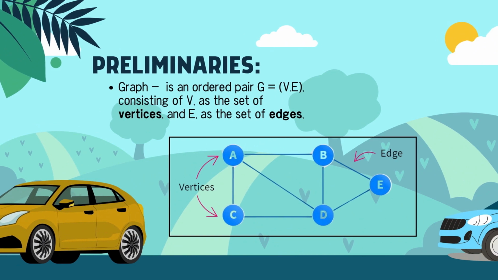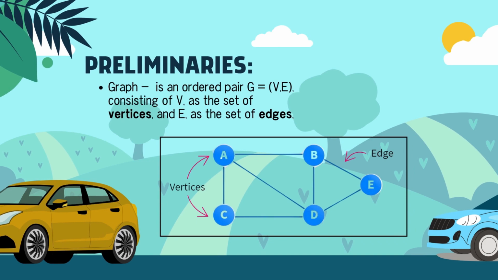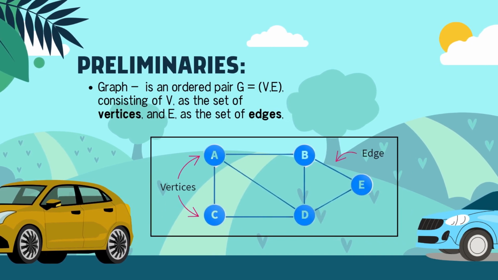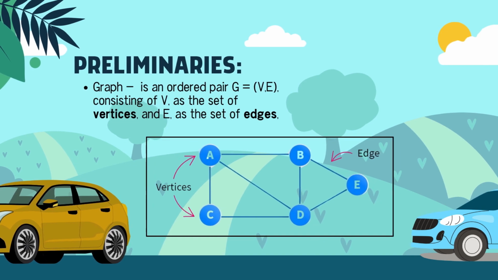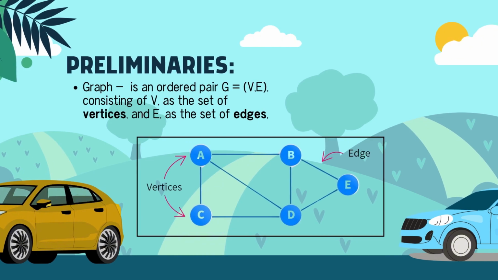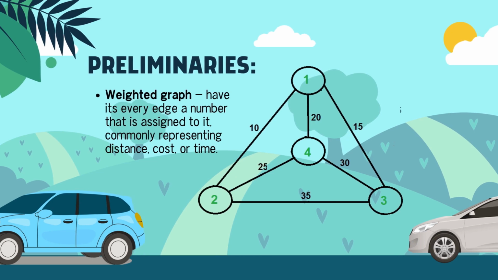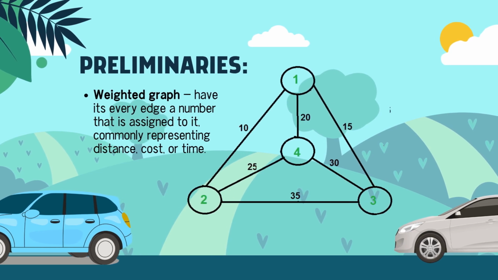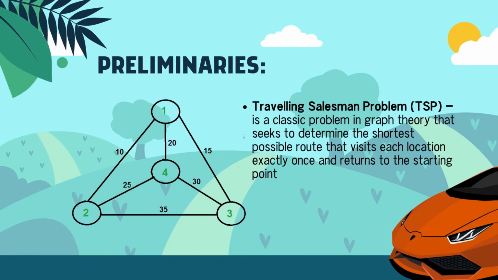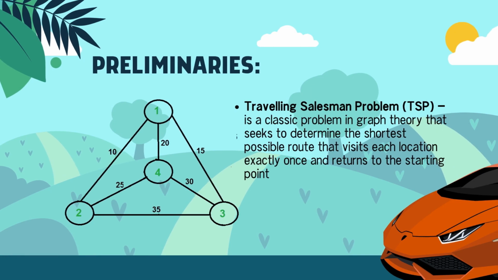Starting with a graph. A graph is an ordered pair consisting of P as the vertices and E as the set of edges connecting two vertices. These vertices can represent any entity like cities, places, or companies, while the edges represent the roads connecting them. Next, a weighted graph is a type of graph where every edge has a number that is assigned to it, which commonly represents distance, cost, or time. The terms being mentioned are the most common ones to be encountered when dealing with a traveling salesman problem.